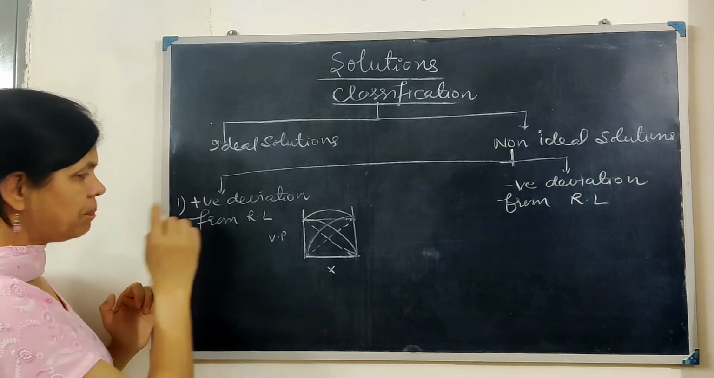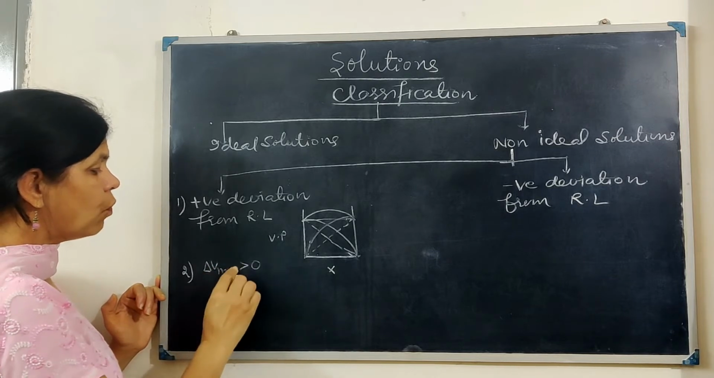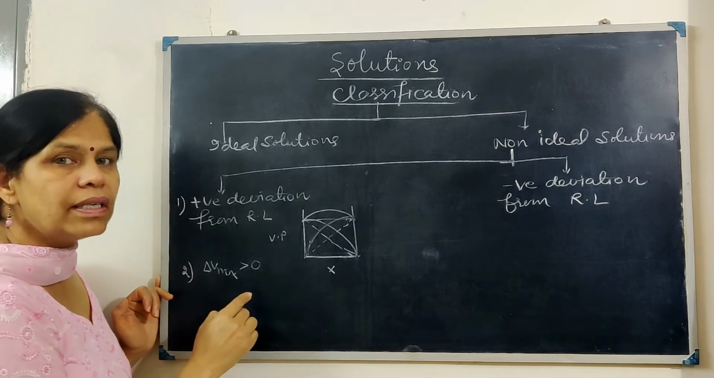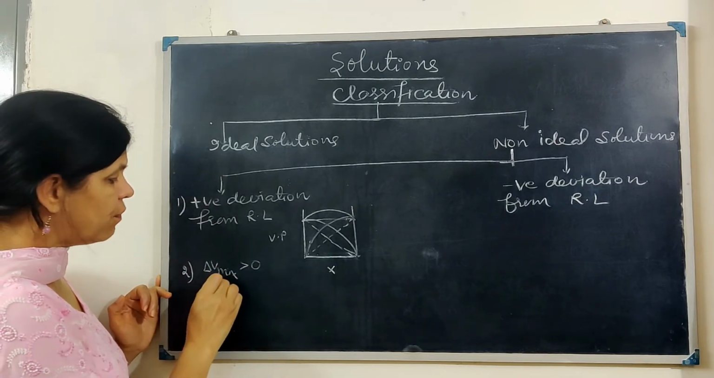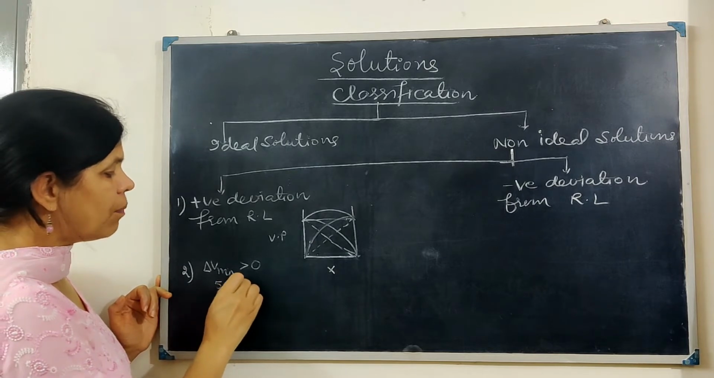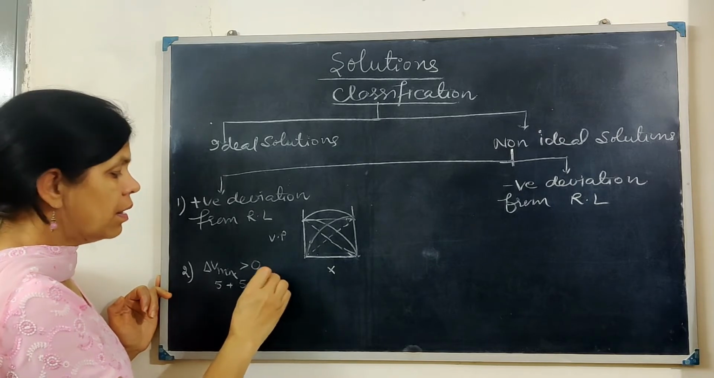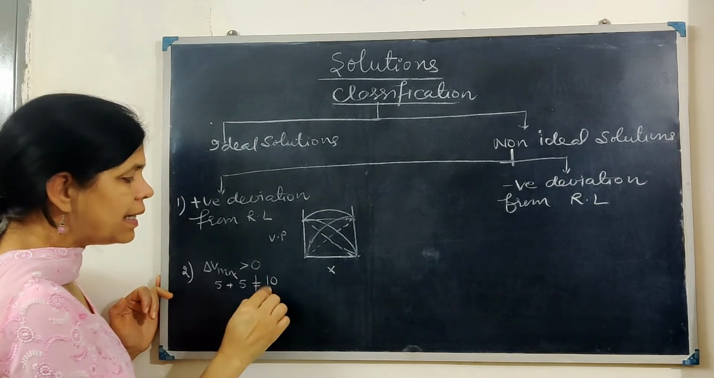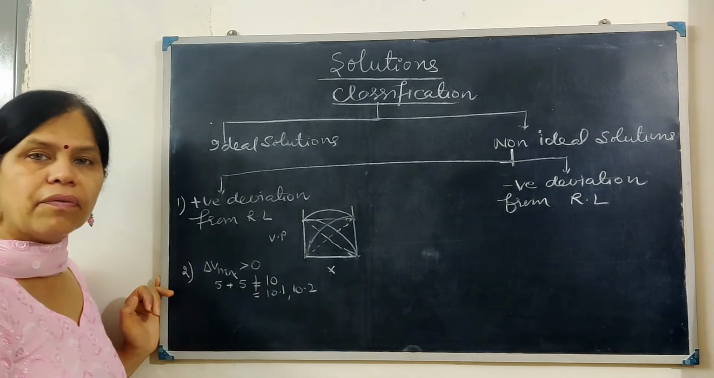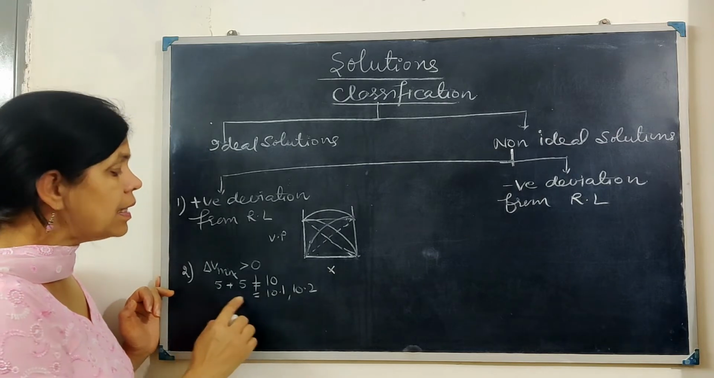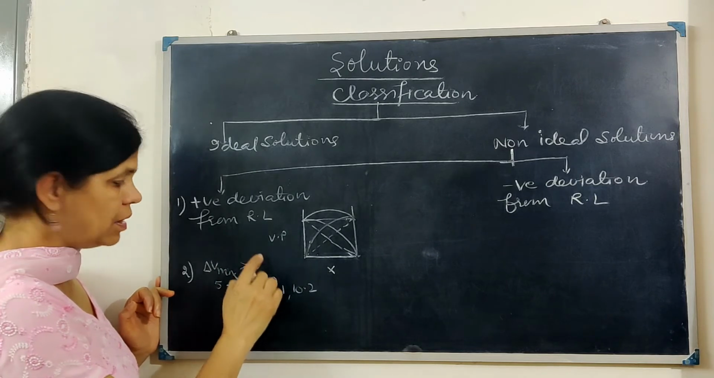Another is where delta V mixing is greater than 0. What does it mean? It is positive. So what does it indicate? If I take 5 ml of a component and 5 ml of another component, it does not come out to be equal to 10. Rather, it may be somewhat greater than 10. It could be 10.1, it could be 10.2. When the two components are mixed together, there is an increase in their volume. So whenever there is positive deviation, delta V mixing comes out to be positive.